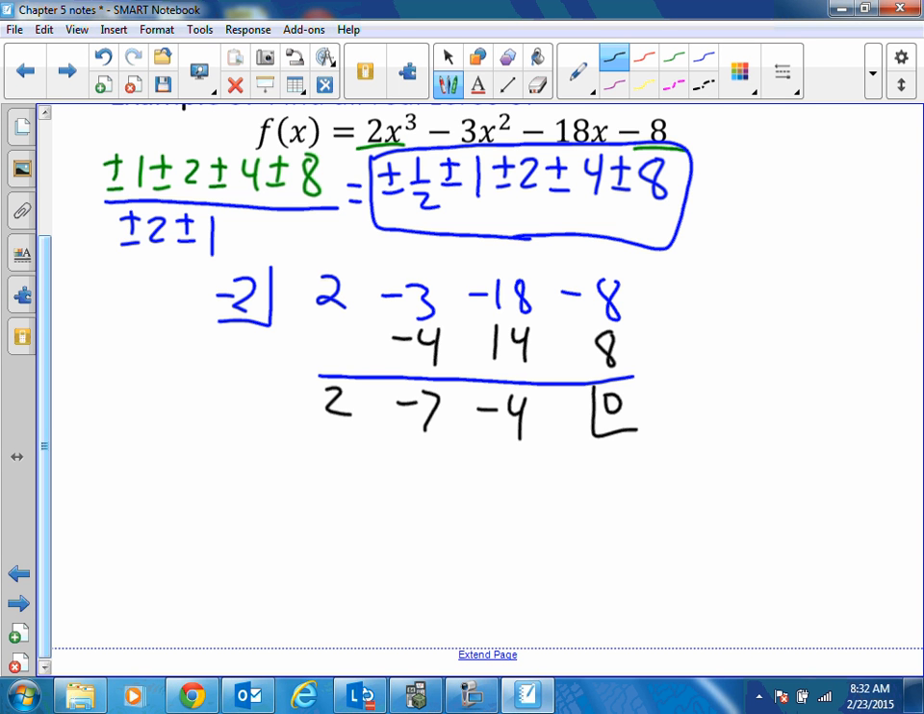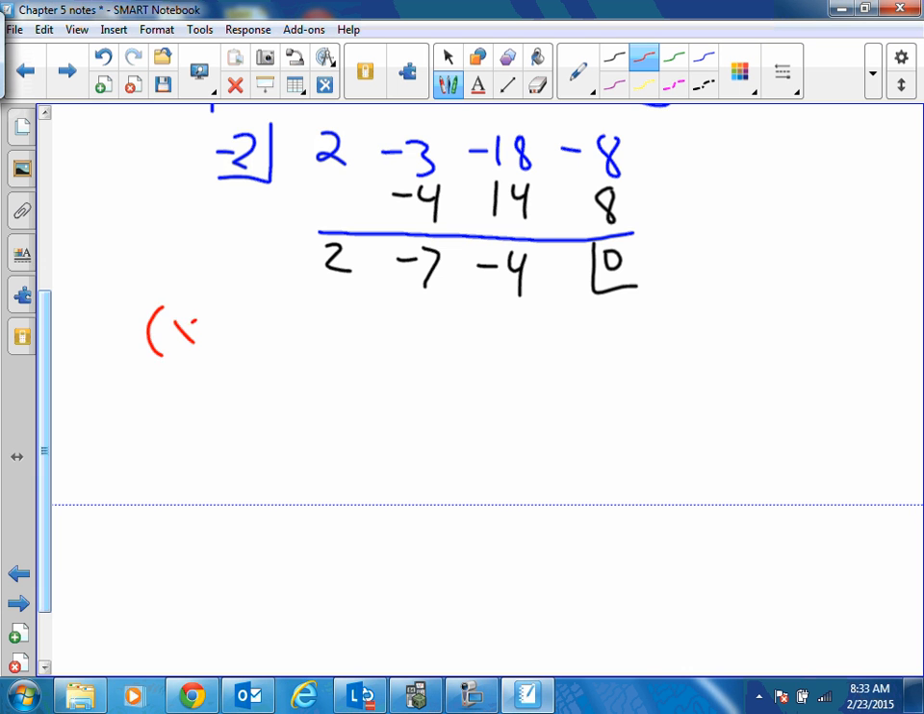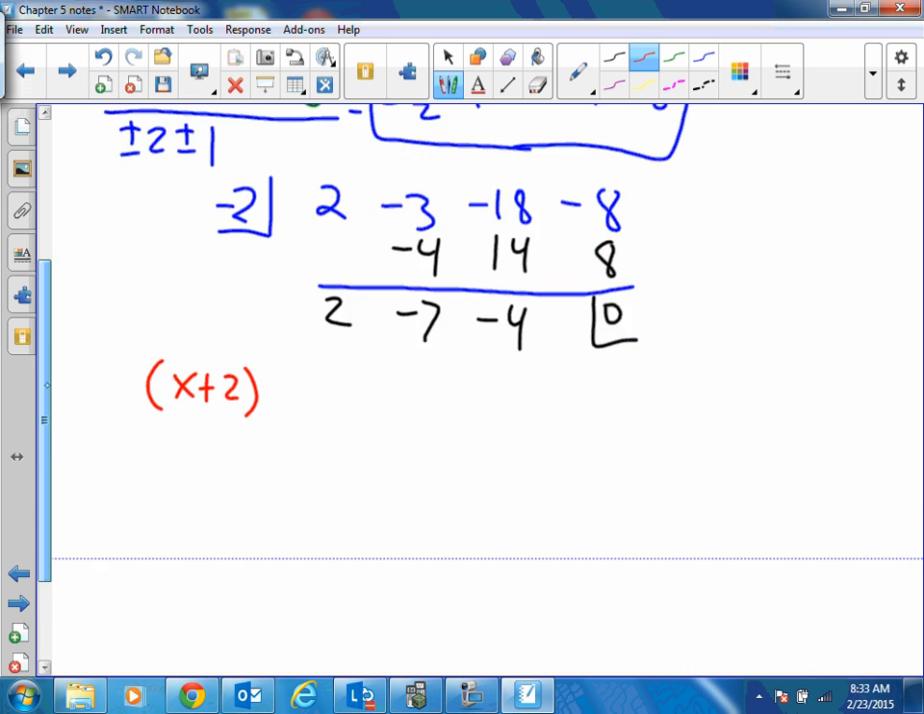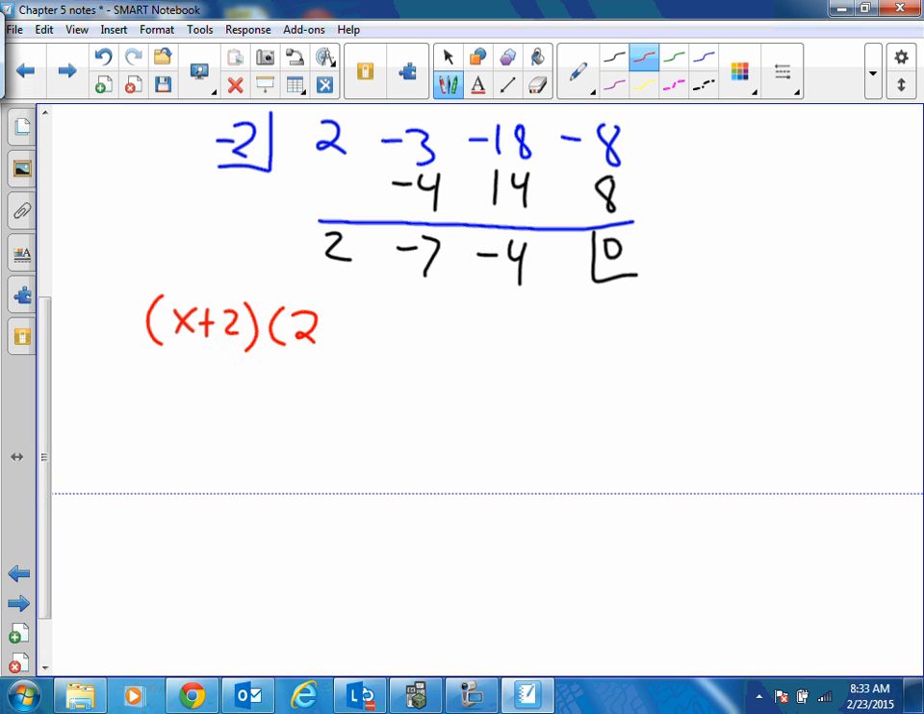Okay, and we knew it was going to check out because we saw that it crossed at -2 per the graph. So then we can rewrite this in factor form. That would be x plus 2. Again, remember we started at x cubed and we divided by an x, so it's going to be 2x squared minus 7x minus 4 equals 0.